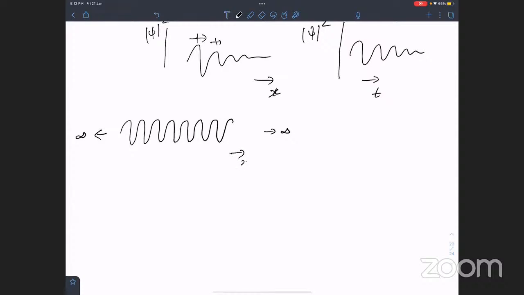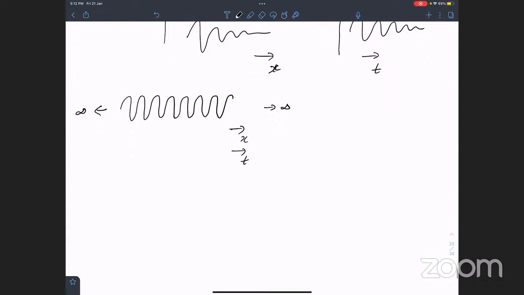This could be a function of space or time. If it is minus infinity to infinity in time, and it's a pure sine wave, then we can assign it a frequency. If it is a pure sine wave in space, we can assign it a wavelength. So these are basically infinitely extended sine waves.